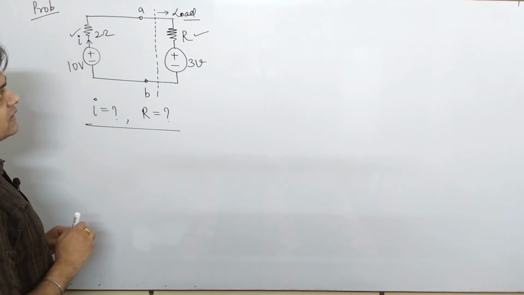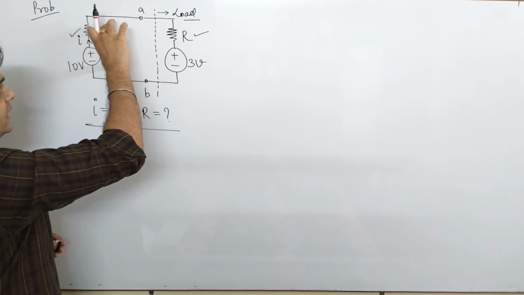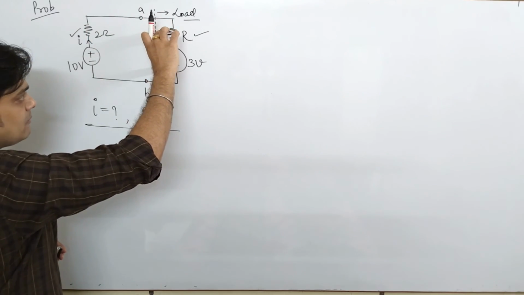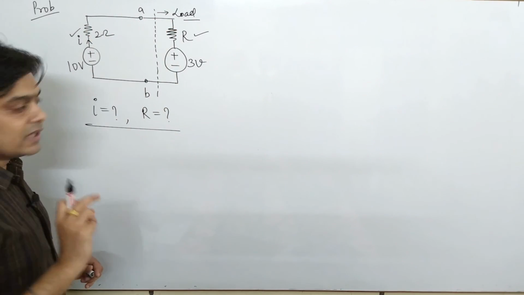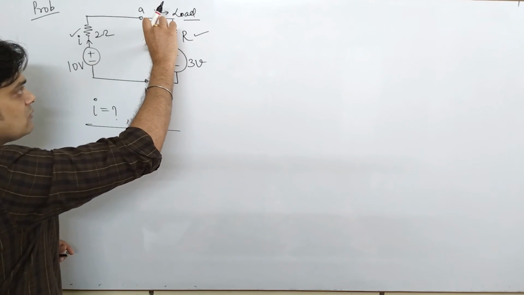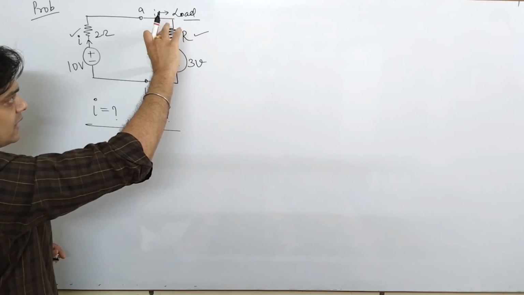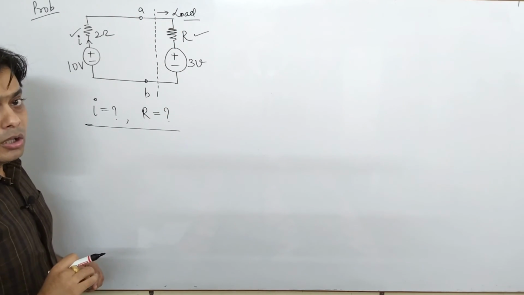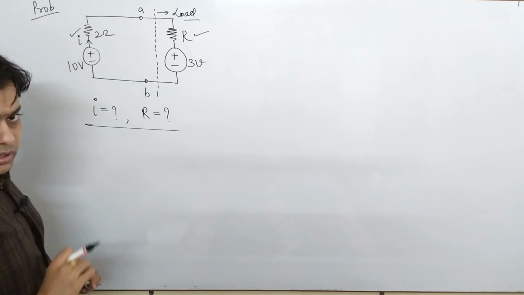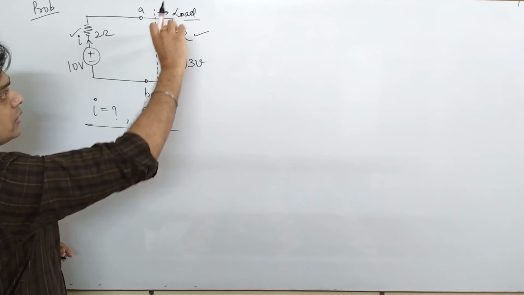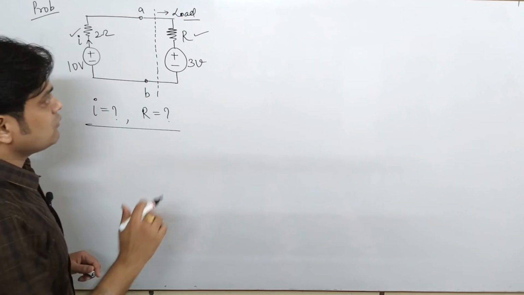What is the value of this R so that this network will deliver maximum power to this load? Once again, please listen. What is the value of R so that this network will deliver maximum power to the load? So under that condition, you have to find the value of R.